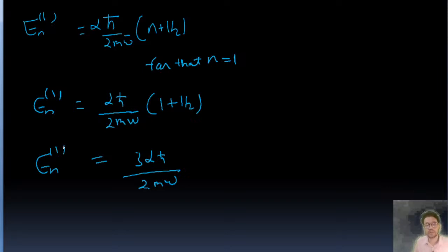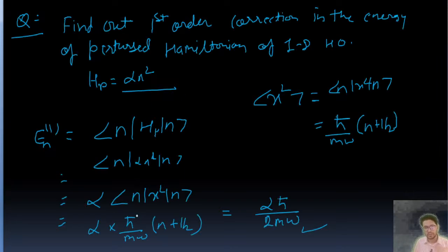For that we take n equal to 1, and for the first order correction in the ground state energy, we put n equal to 0. Because for the ground state n equal to 0, for the first excited state n equal to 1. I hope you understood it. Now I'll tell you the trick.